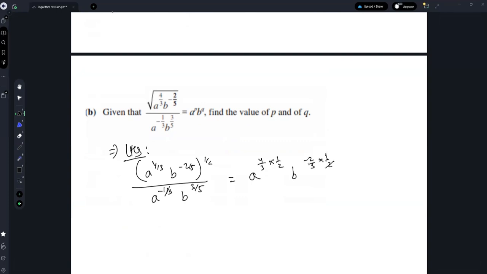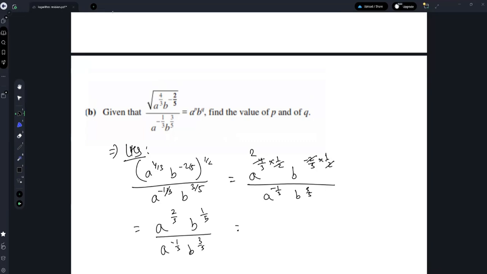So therefore, we get this thing divided by a to the power 1 minus 1 by 3, b to the power 3 by 5. So therefore, we get a to the power 2 by 3, b to the power 1 by 3. Sorry, not 1 by 3, 1 by 5. So therefore, divided by a to the power minus 1 by 3, b to the power 3 by 5.